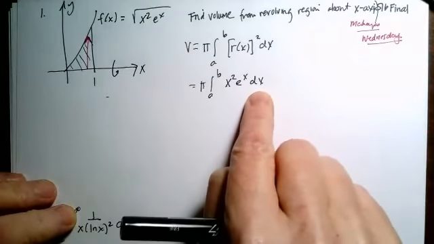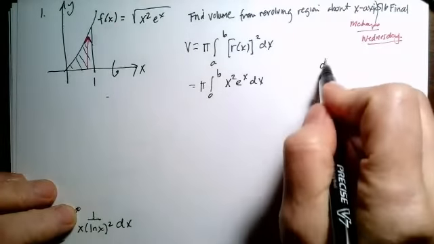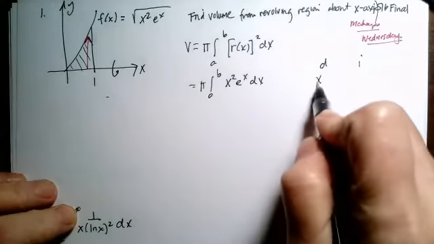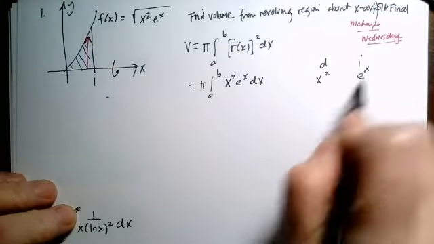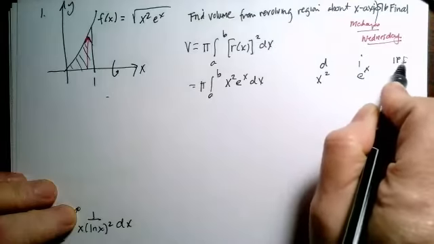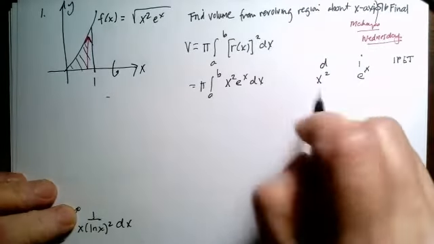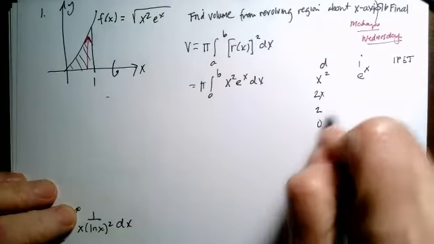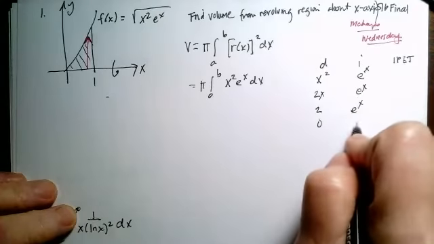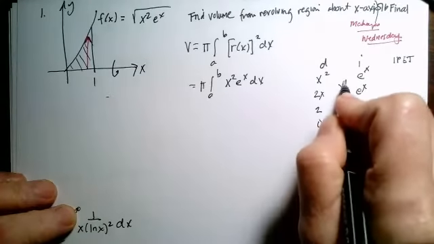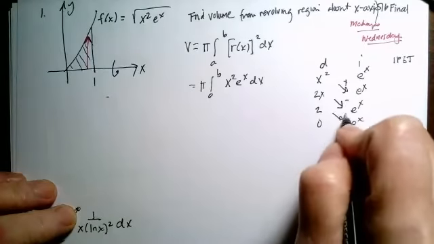Who remembers how to integrate this? What kind of integration is this? Integration by parts. Right, we're going to put the polynomial to the left and the exponential to the right. Remember the acronym LIPET? Polynomials to the left. 2x, 2, 0, e to the x, e to the x, e to the x. Plus, minus, plus.